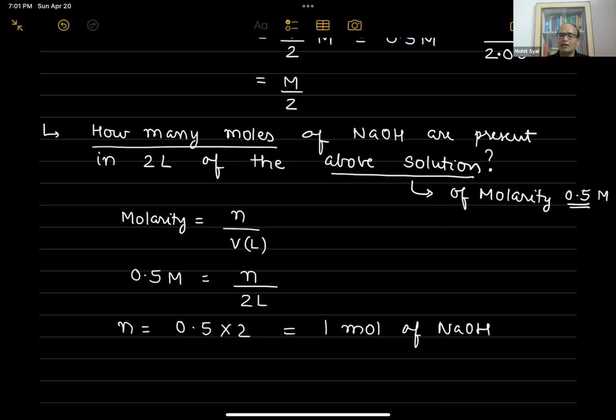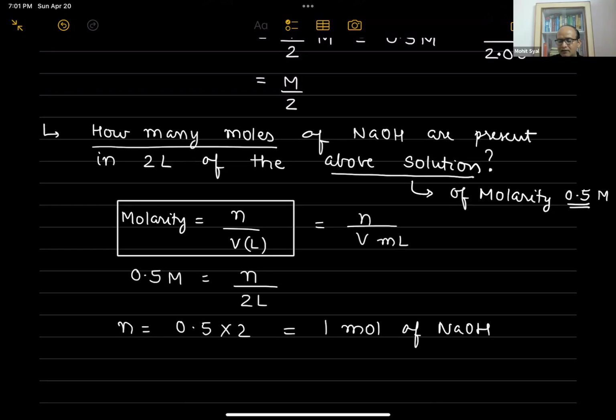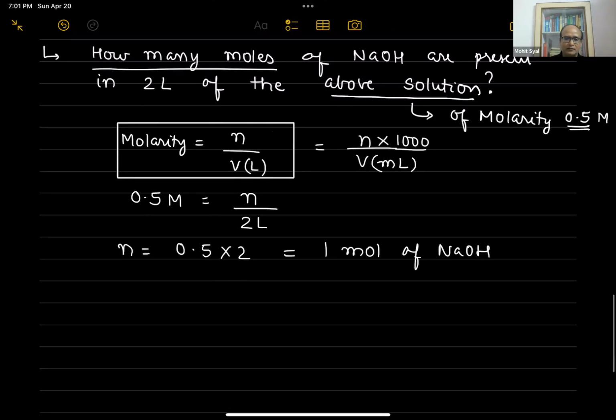So this, I hope, is clear, very simple. Molarity is moles by volume in liters. If you want, just remember one formula and all your questions will be solved. Moles you can find out separately, given mass by molar mass. Volume must be in liters. If it is in ml, you can use this formula, n into 1000 by volume in ml. That needs to be divided by 1000, so that 1000 will come in the numerator. This is going to be the formula.